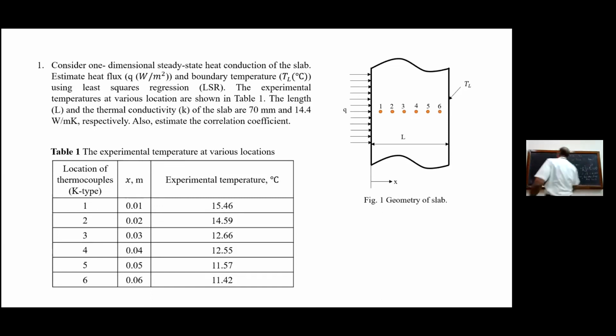So k is a constant. Therefore, d square T by dx square.